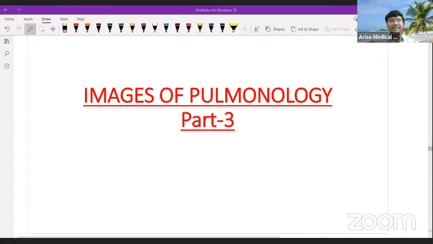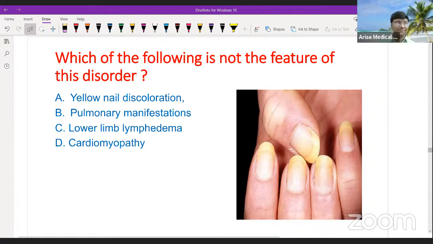Yes, you see this question. Which of the following is not the feature of this disorder shown in the image? Yellow nail syndrome, pulmonary manifestations, lower limb lymphedema, cardiomyopathy. Which of the following is not the feature of this particular disorder?